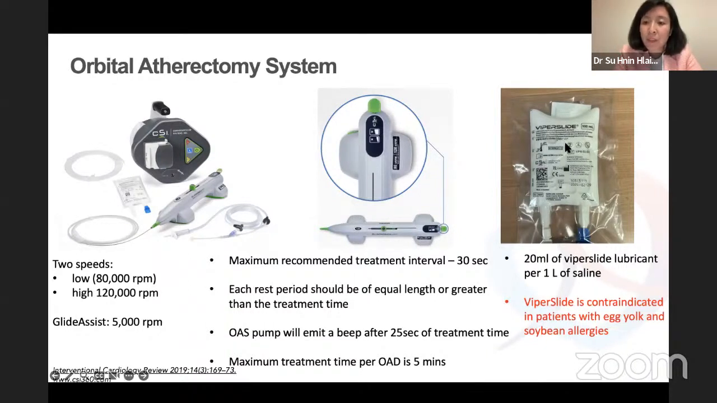One thing you need to be aware of is that ViperSlide is contraindicated in patients with egg yolk and soybean allergies. You take 20 ml out of the 100 ml bag and then mix it with 1 liter of saline and attach it to the pump. The maximum recommended treatment interval should be less than 30 seconds, and the pump will emit a beep after 20 seconds of treatment time. Then you should stop and rest for a period the same length as your treatment time or even greater, to give time to clear the debris. The maximum treatment time per orbital atherectomy device is 5 minutes.